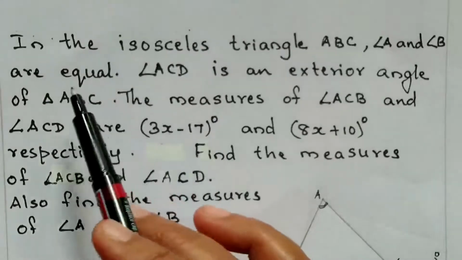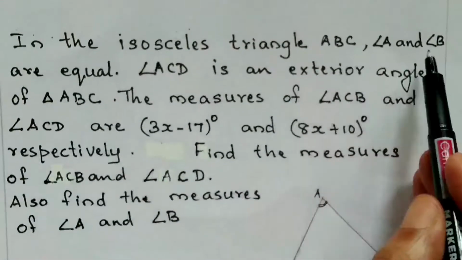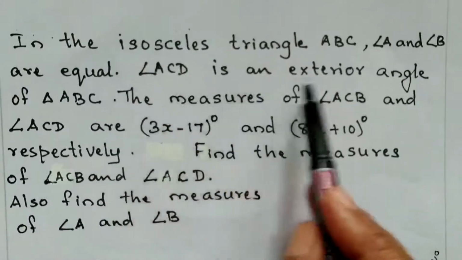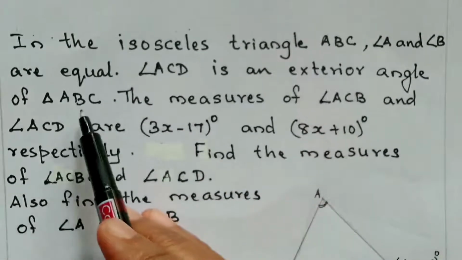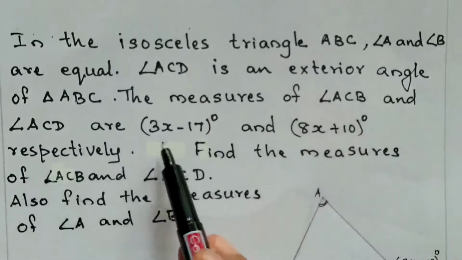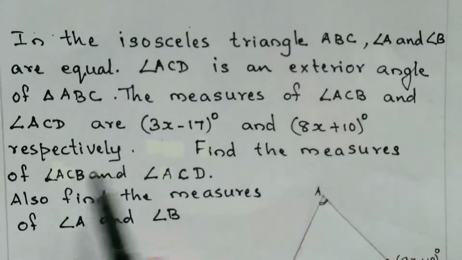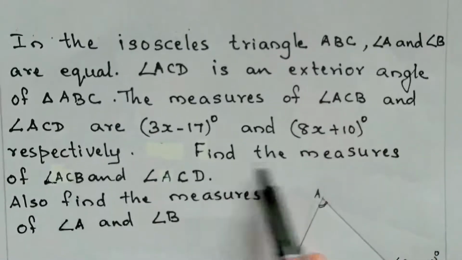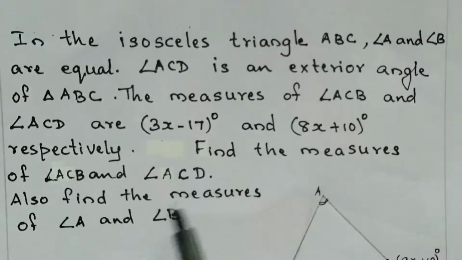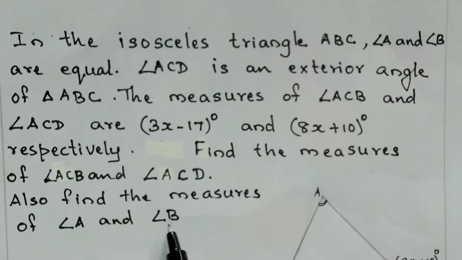Let's come to question number 3. The question is, in the isosceles triangle ABC, angle A and angle B are equal. Angle ACD is an exterior angle of triangle ABC. The measures of angle ACB and ACD are 3x minus 17 degree and 8x plus 10 respectively. Find the measures of angle ACB and angle ACD. Also find the measures of angle A and angle B.